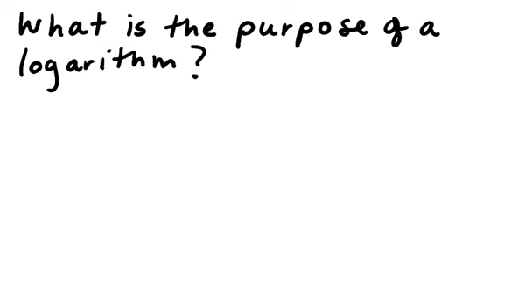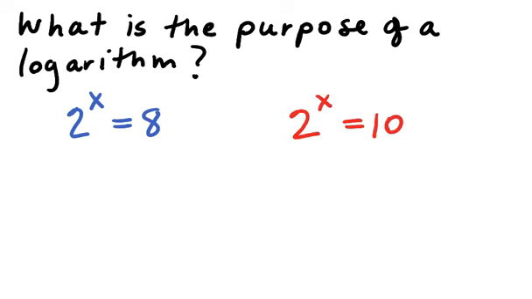Okay, so we know the solution to this equation, right? We know what exponent we can put on 2 to get 8. We can put the 3 exponent on 2 to get 8, right? But what about this equation? 2 to the x equals 10.